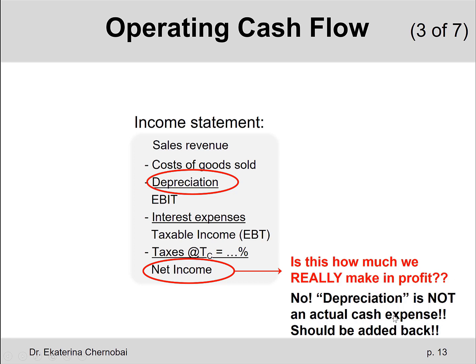Depreciation is not an actual cash expense. It's only there because of how we need to calculate taxes correctly. It's only there for tax purposes. And because depreciation is something we never spend, we need to add it back to correctly calculate the profit for the year. And this is how you can find the operating cash flow. You can take net income, the last row of a standard income statement, and add the depreciation amount back to it.